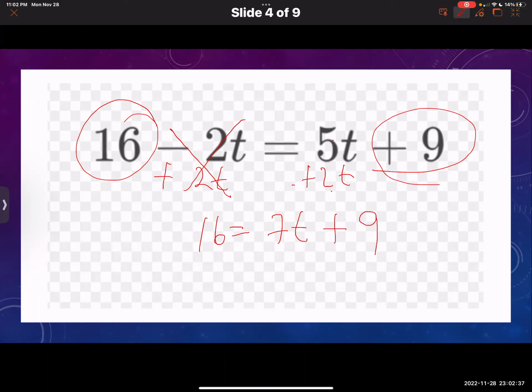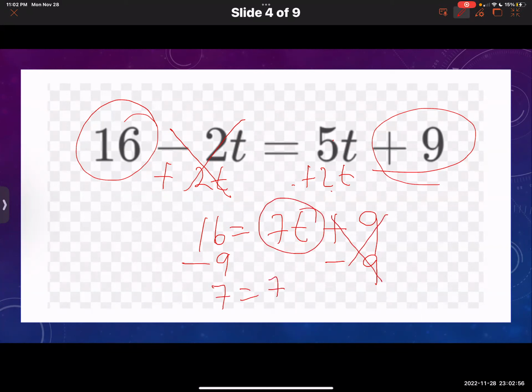Now I'm back to my old story of the party. 16 is by itself. It's going to have the party. 9 is going to come over because it has no t. So the opposite of plus is minus. 16 take away 9 is 7. Over here, 9 went to the party.